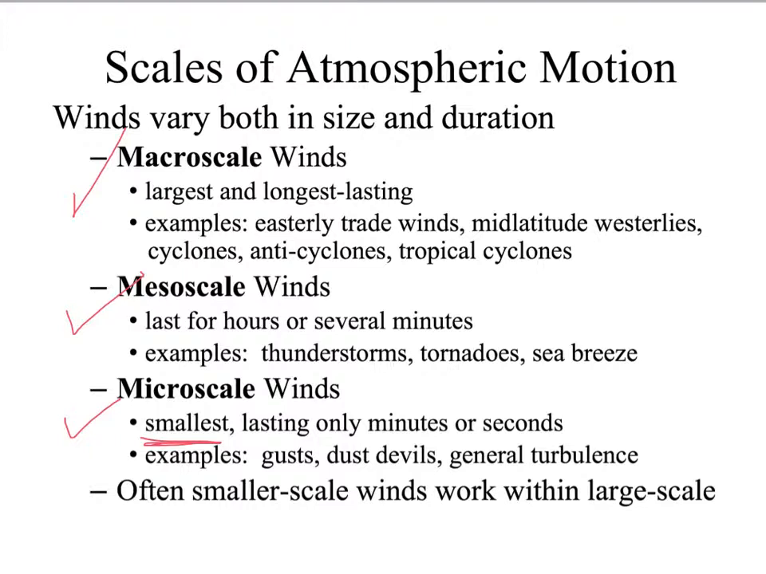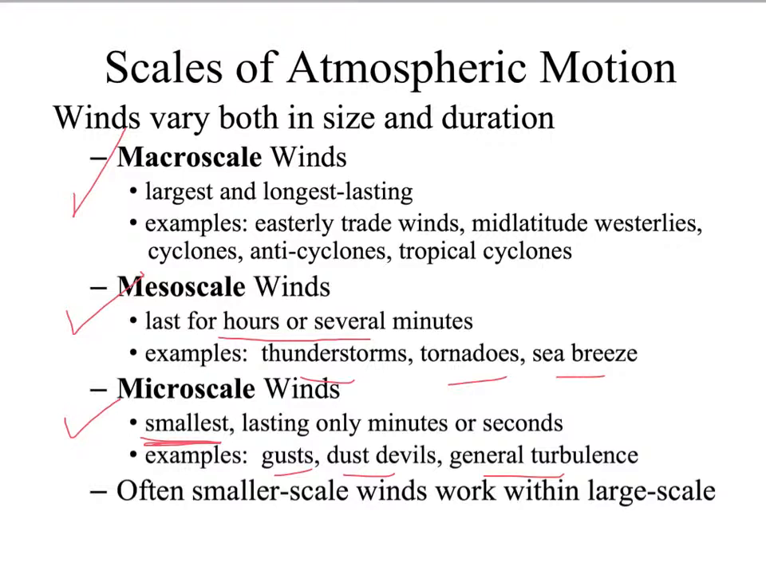Examples are wind gusts, little dust devils, just general little swirlies in the air. Those are what we call microscale winds. Mesoscale winds can last longer, minutes to several hours. They would include thunderstorms, tornadoes, and that phenomenon we've talked about before called sea breezes.